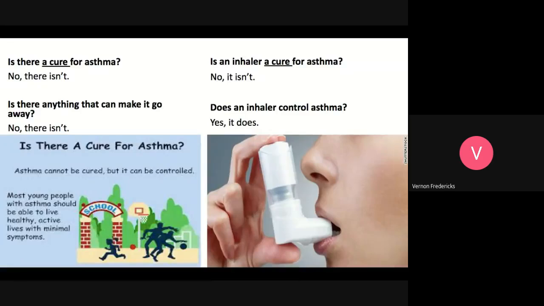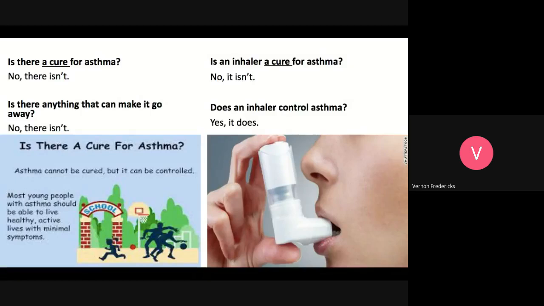Is there a cure for asthma? No, there isn't. Is there anything that can make it go away? No, there isn't. There is no cure. So let's read here at the bottom. Is there a cure for asthma? Asthma cannot be cured, but it can be controlled.